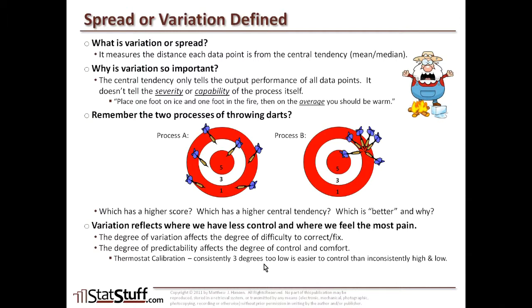Well, in order to understand our data, we have to first understand the central tendency as well as the variation. We need to make sure we don't just limit our research and our analysis to central tendency like many organizations do. We have to make sure we also account for variation.